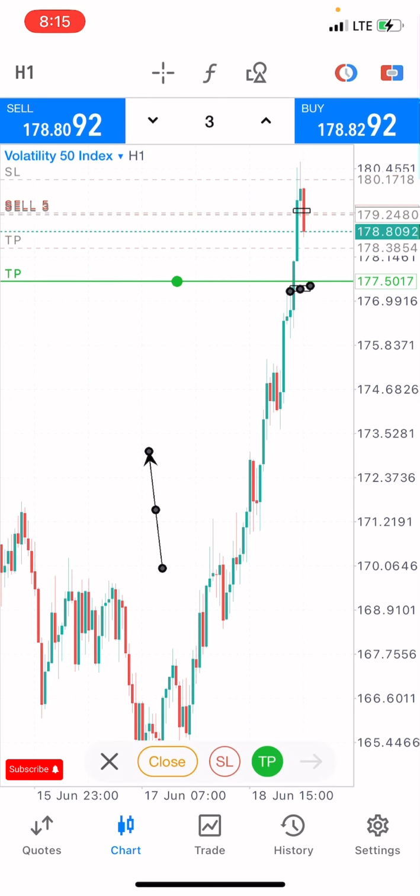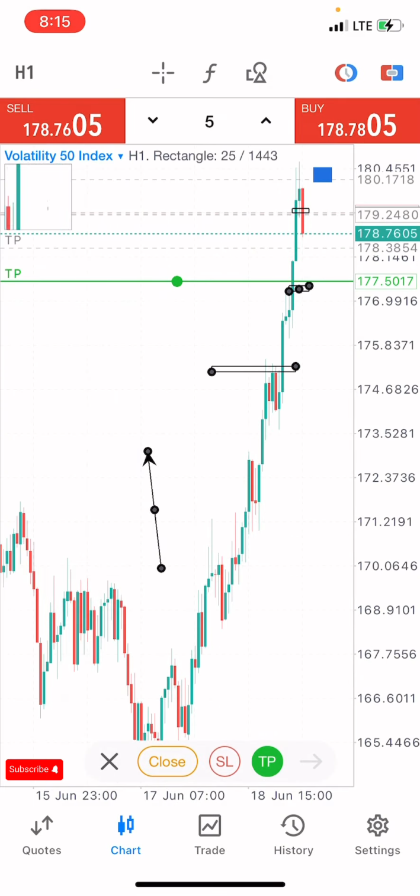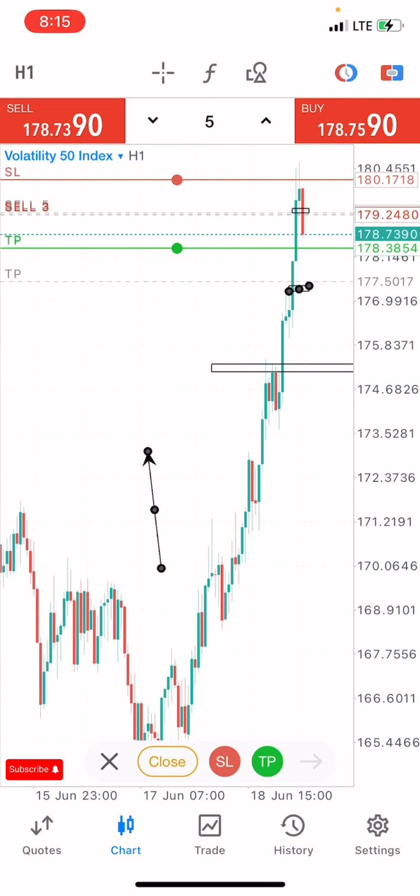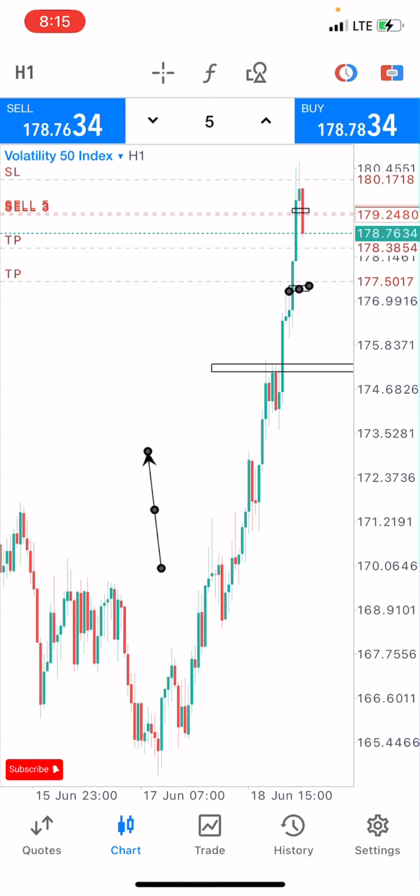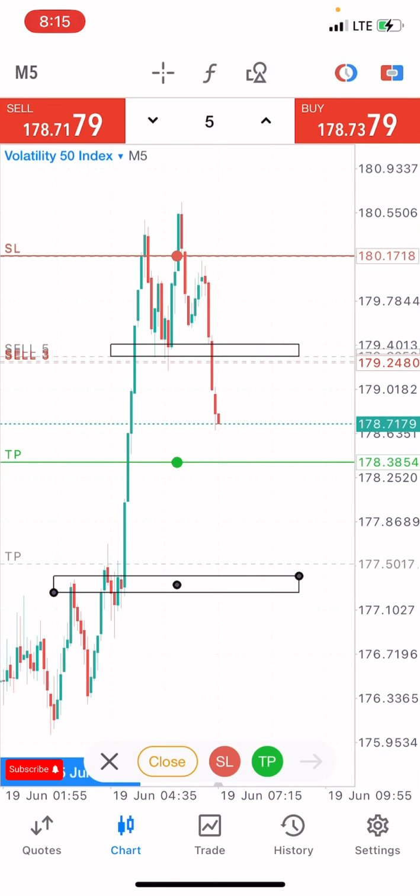Okay, let me see if I can set a TP level at this zone. Let me identify it first. So that would be our first TP level, if I can get the retracements on that zone. Let me move to the lower time frame.